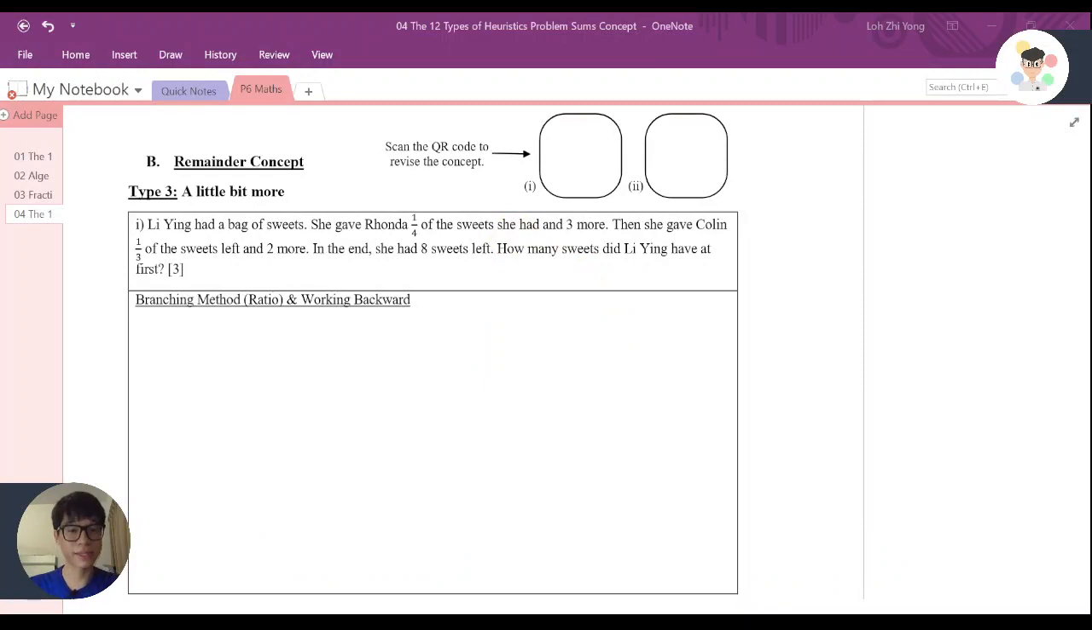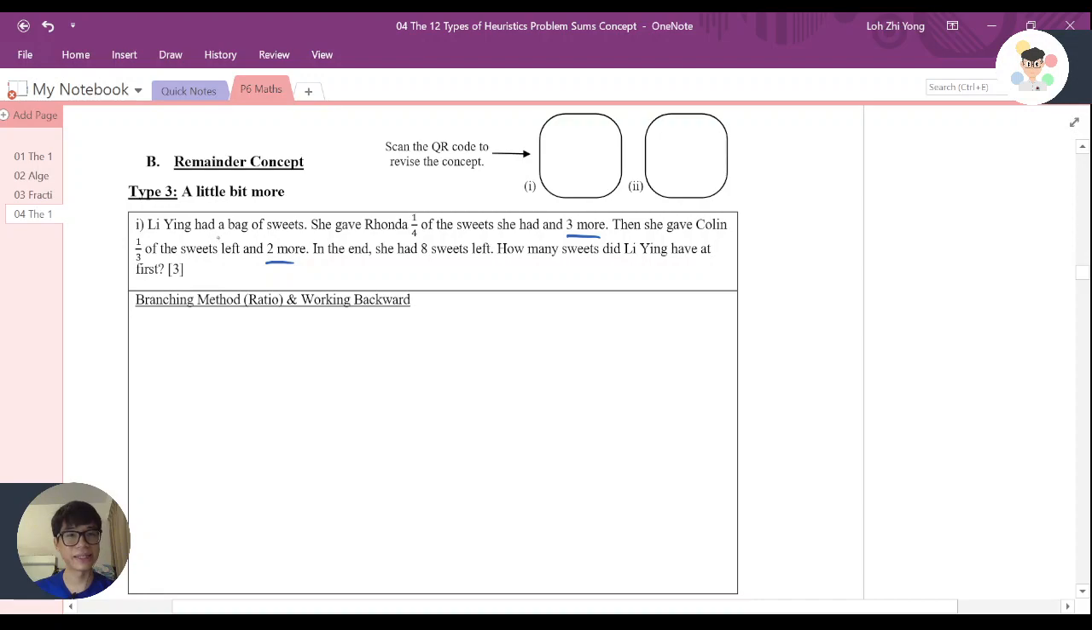Welcome back to digital class, and this is a discussion of booklet number 4, the 12 types of heuristic problem sum concept. And we're discussing remainder concept, and this is type 3, a little bit more. The reason I name it a little bit more is because you can see from the question here, you say, and 3 more, and 2 more. So I will say that give something, but a little bit more. Now let's look at the question here.